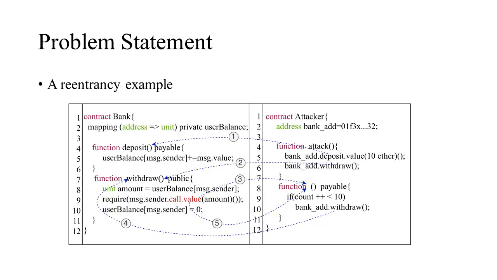Since currently our balance is not reduced to 0 yet, the bank contract still believes that we have $10 balance, so it will transfer $10 to us again. Therefore, we can obtain $20 even when we have only a $10 balance. Actually, we can call the withdraw function several times to steal more money. This vulnerability has caused the DAO event, where attackers stole $60 million.